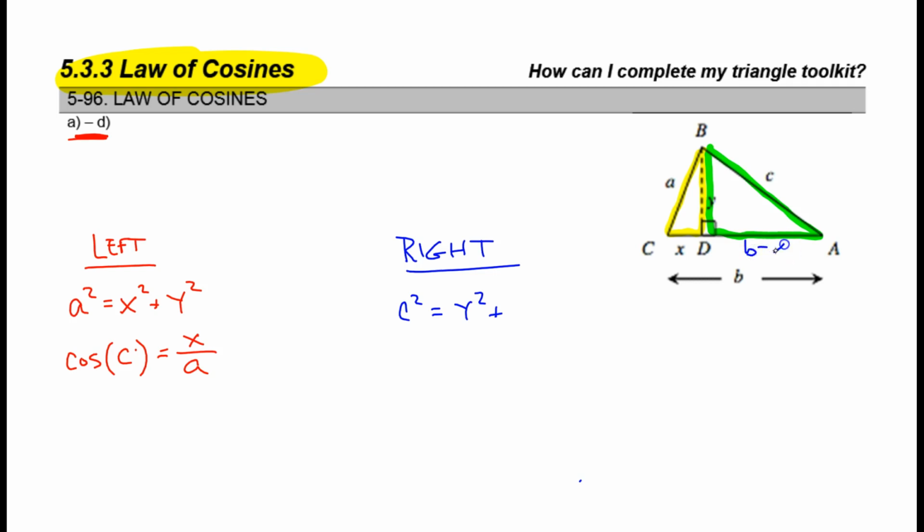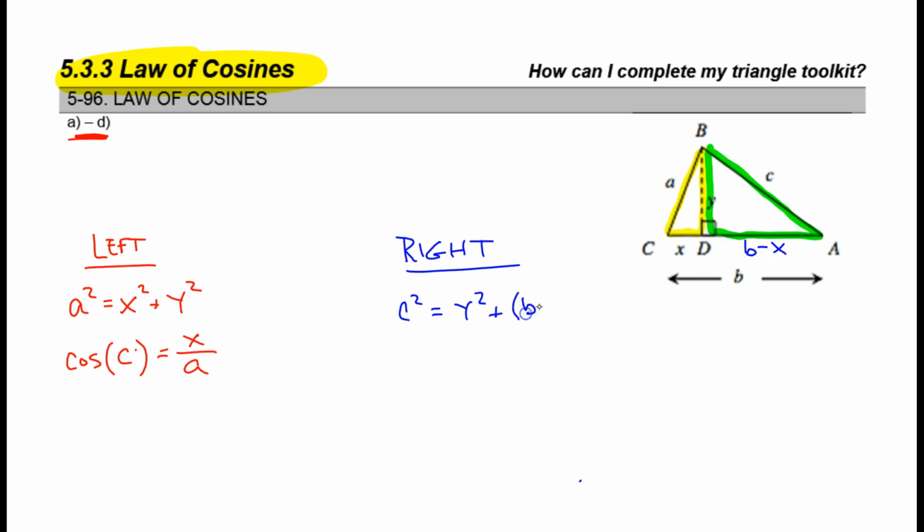is I can say that this length right here is going to be b minus x. And I hope you can see that because the entire distance from C to A is called b, but then I have this little distance here from C to D, which is called x. So the distance from D to A is b minus x. That is the other leg in the triangle.